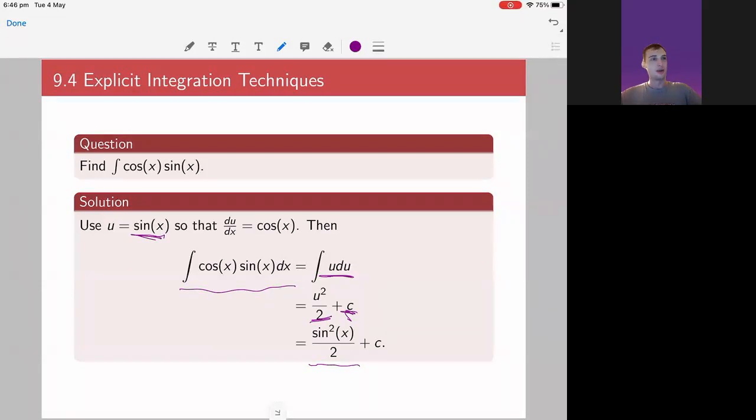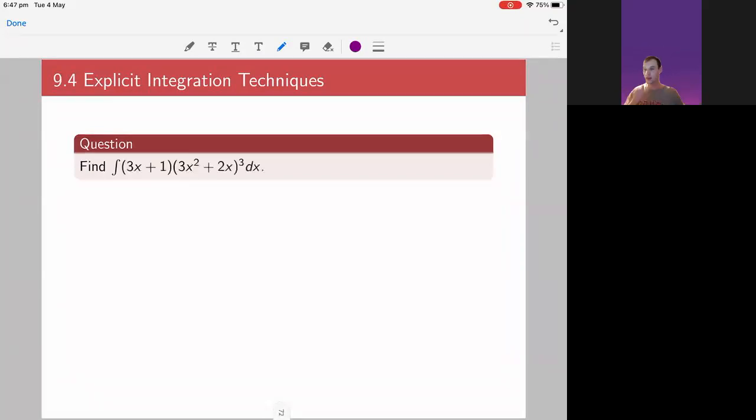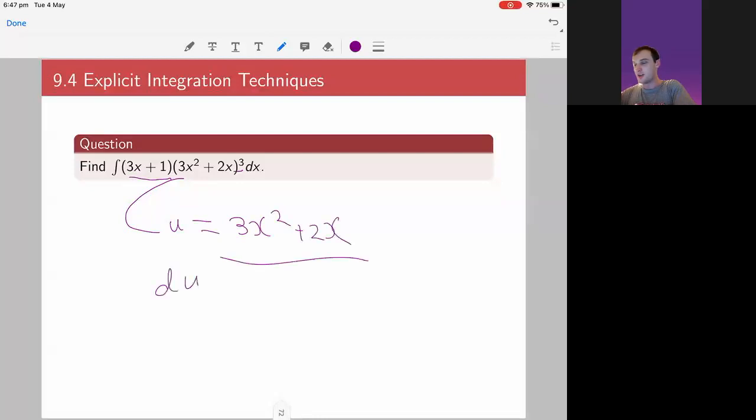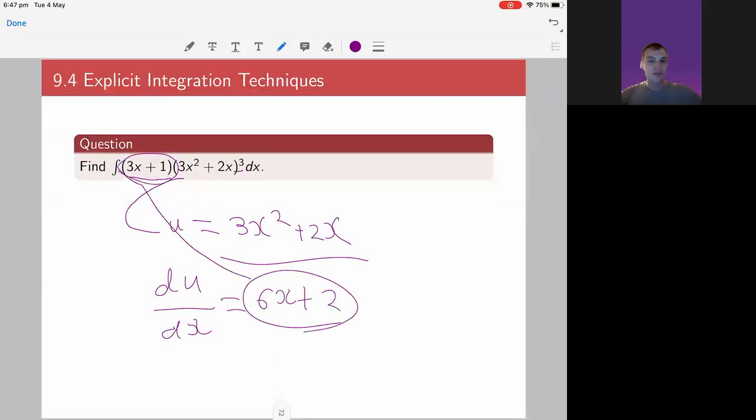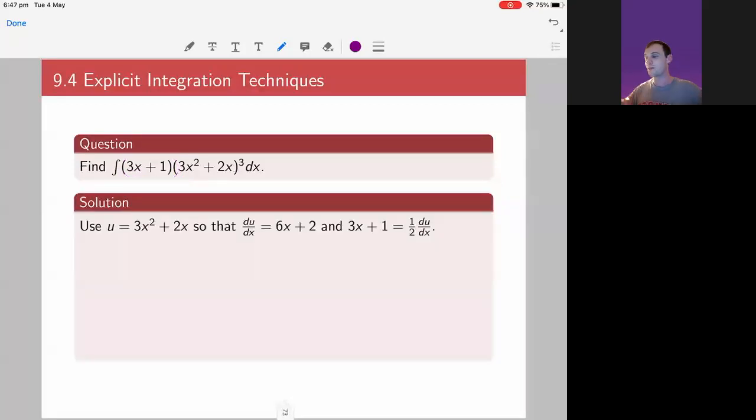We'll do one more example of this before we have another 10-minute break, I think. The last one is this one here. Find the integral of 3x plus 1 times 3x squared plus 2x raised to the power of 3. I think the most sensible thing to do here is define u to be 3x squared plus 2x, because then the derivative is equal to 6x plus 2, but this is just some scalar multiple of that. So this is a good sign that this is a correct choice of substitution there.